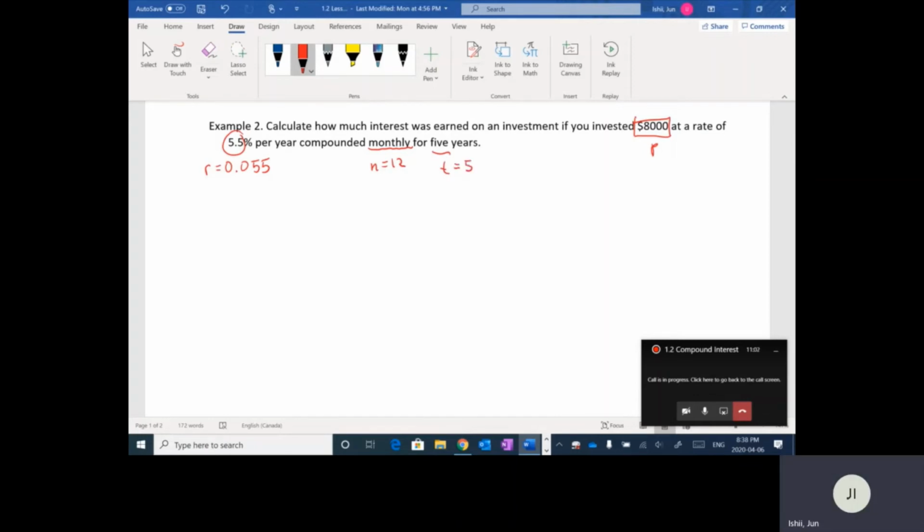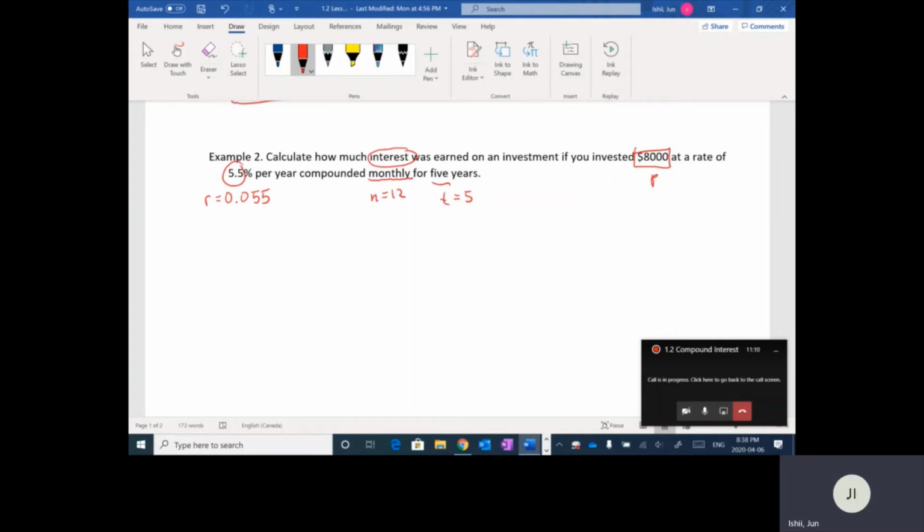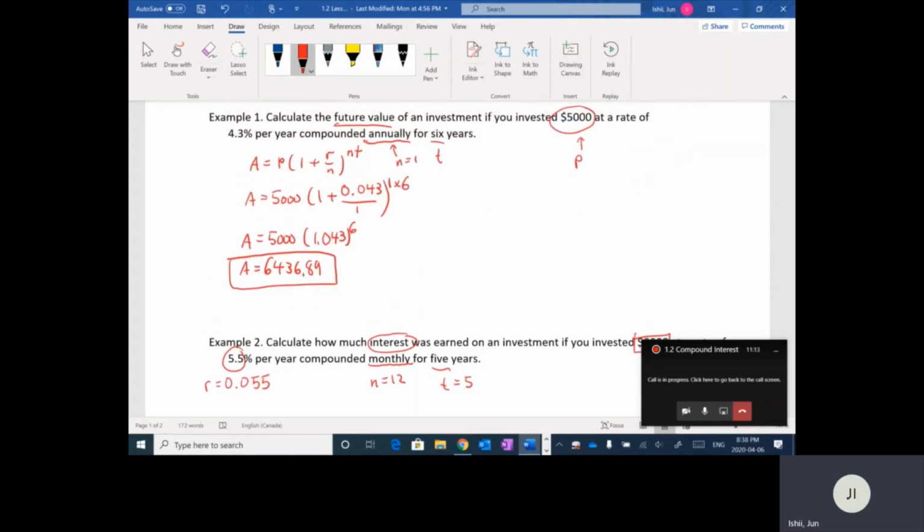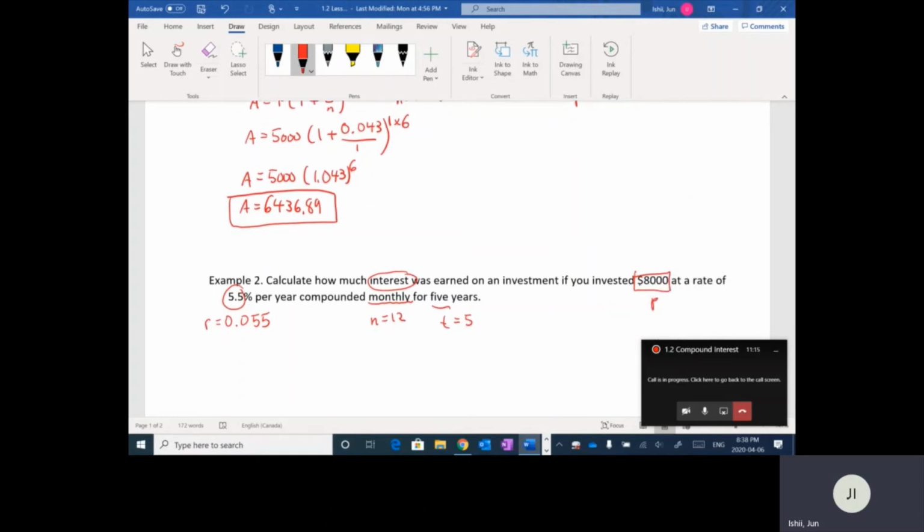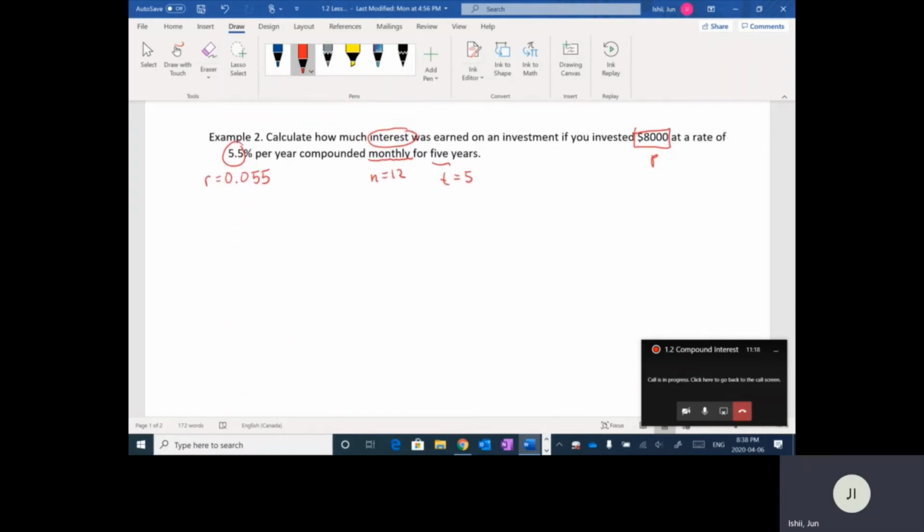Now the question is asking to calculate how much interest. To get the interest, we actually have to find the final value first. Once we get the final value, we subtract what we initially put in, which is the principal, or the 8,000. This just takes an extra step at the end. The interest is going to be the final value minus the principal. We know the principal is 8,000, so we need to get the final value.